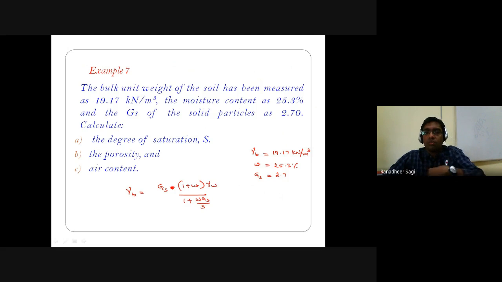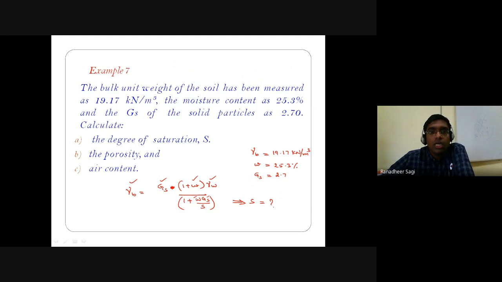Void ratio is what I am trying to rewrite again as W into GS by S. So in this expression, gamma B is known to you, specific gravity of soil solids is known, water content present in the soil is known, gamma W is a standard value. So W is known, GS is known, what is unknown is S. So from this expression, I can calculate what is our degree of saturation that exists in that particular soil.